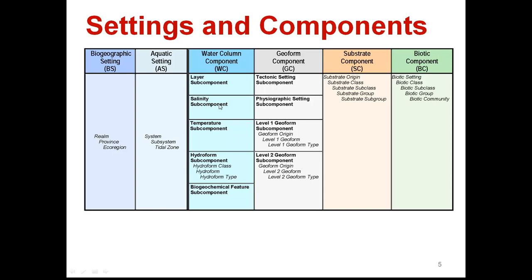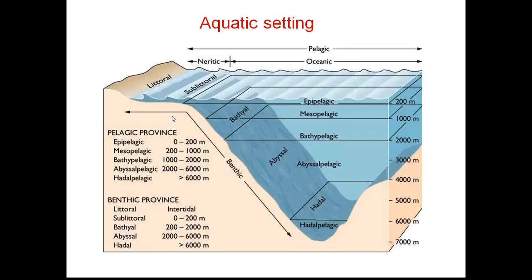So at the next level down, what we have is aquatic setting. And aquatic setting is to do with whereabouts we are in the water column, and whether we're on the bottom of the ocean or if we're floating around in the water column. And so the first consideration is, of course, whether we are on the bottom or whether we're in the water column. And you may recall that pelagic is the word we use in marine science to refer to those things that are floating around in the water, and benthic refers to organisms and processes that are happening on the bottom.